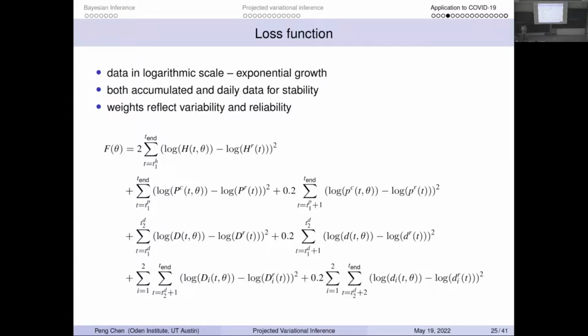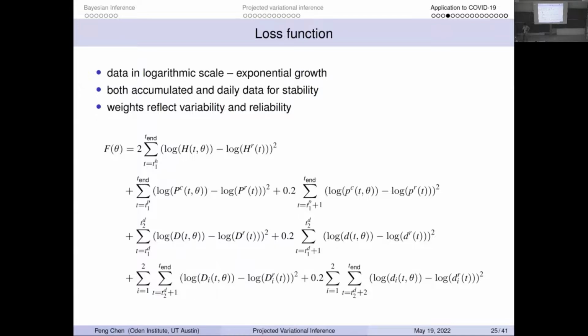To solve this problem, which is very high dimensional and very non-convex because the model is quite involved, we first define our loss function. The data is put in logarithmic scale because in many cases, confirmed cases and disease case numbers initially grow exponentially. We also use both the accumulated number of confirmed cases and the daily data, for the stability of the optimization problem.